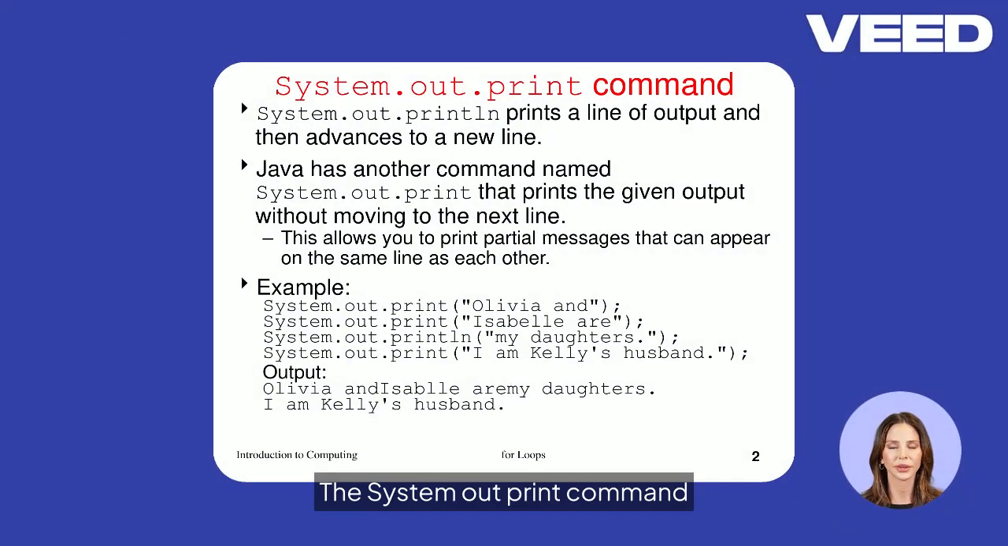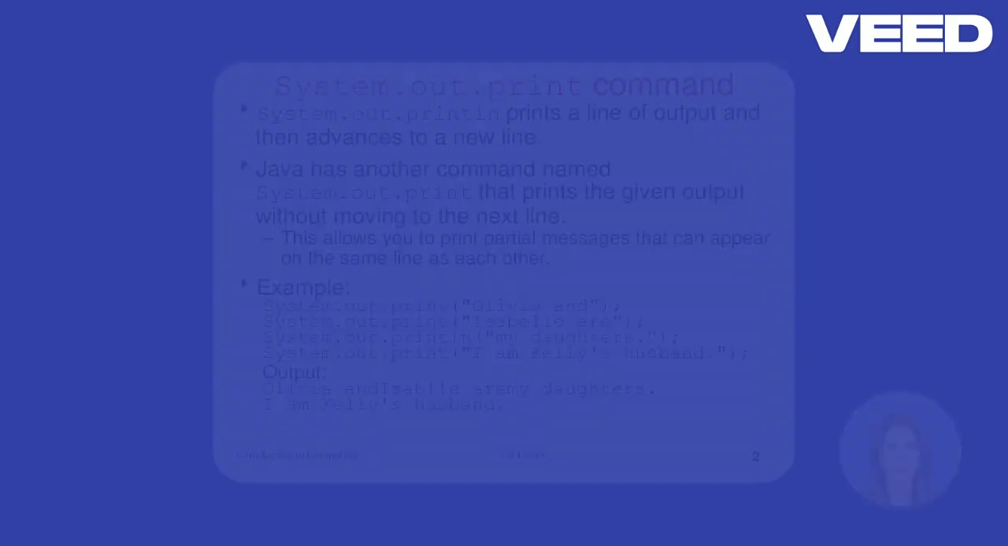The System.out.print command in Java allows you to print output without moving to a new line, unlike System.out.println. This is useful for creating continuous lines of text. For example, combining print and println can produce seamless output on the console.